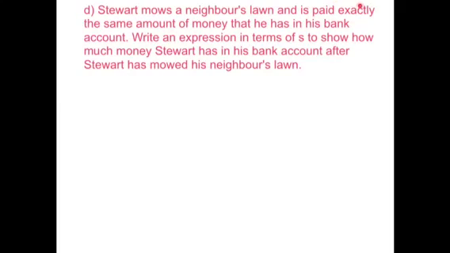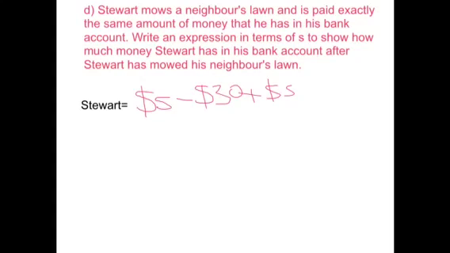For D, Stuart mows a neighbour's lawn and is paid exactly the same amount of money that he has in his bank account. Write an expression in terms of S to show how much money Stuart has in his bank account after Stuart has mown his neighbour's lawn. To show this, you would write Stuart equals $S minus $30 plus $S minus $30. You would then simplify this to be $2S minus $60.